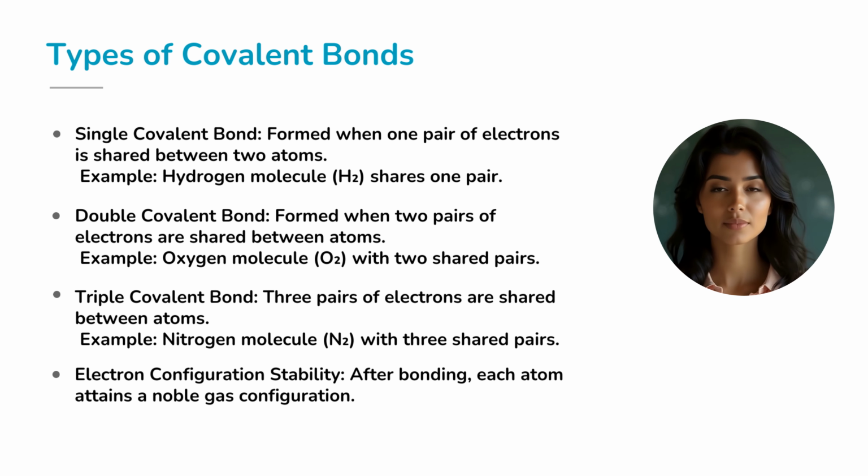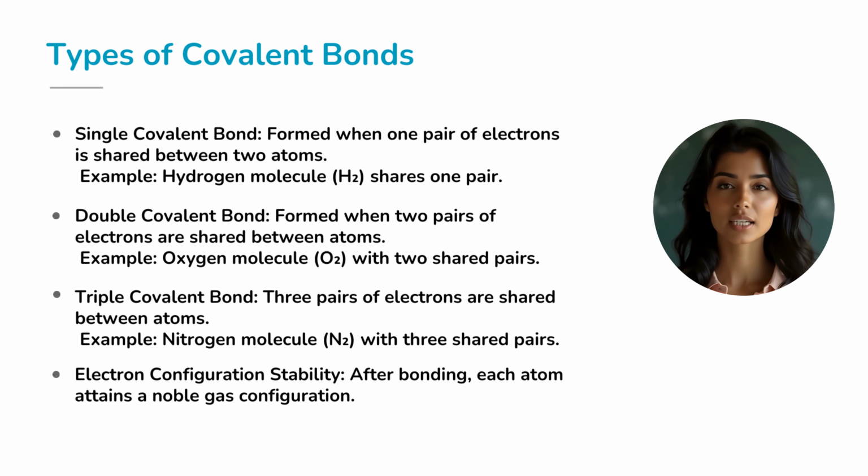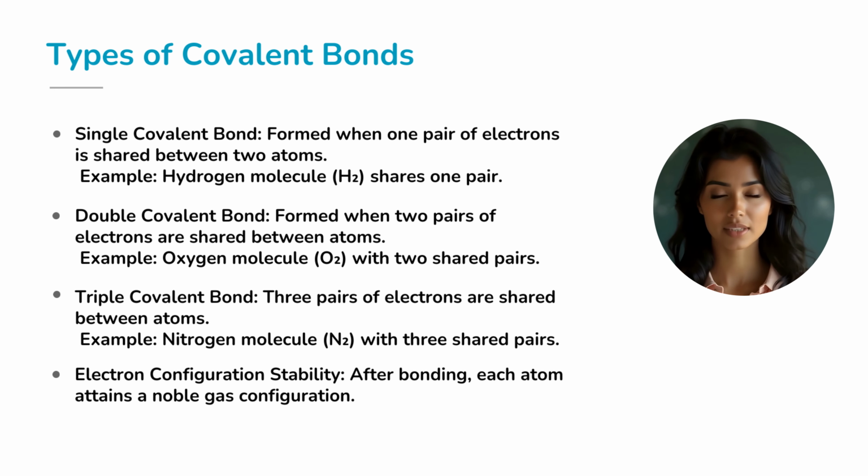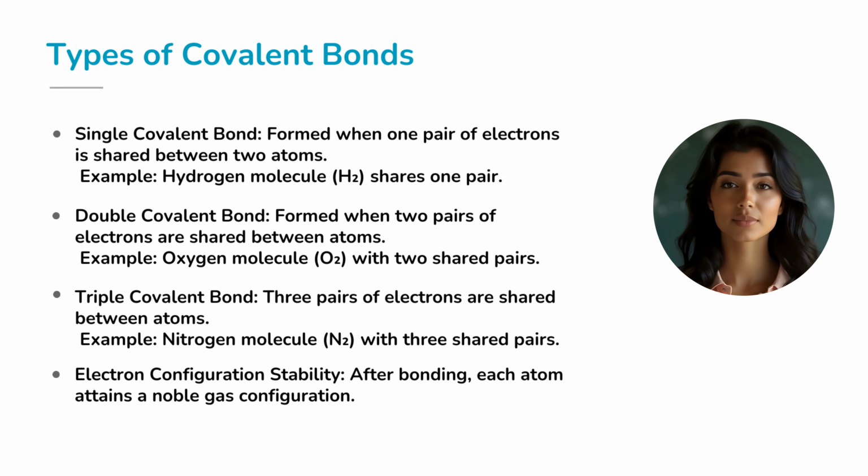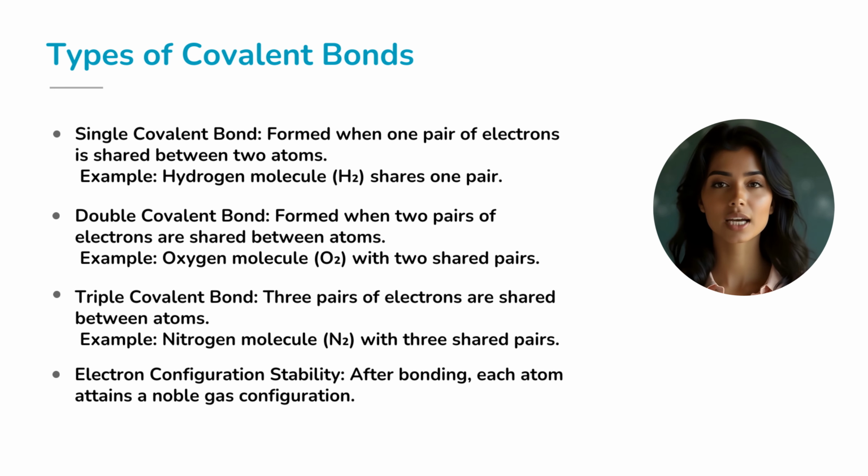Let's break it down. First, we have a single covalent bond where two atoms share one pair of electrons. Take hydrogen gas as an example. Each hydrogen atom shares one electron, creating a pair. We write it as H-H or H2 gas. Next, a double covalent bond involves sharing two electron pairs. Oxygen gas is a classic example. Each oxygen atom has 6 valence electrons and both share two pairs to complete their octets. The molecule is written as O=O or O2 gas.